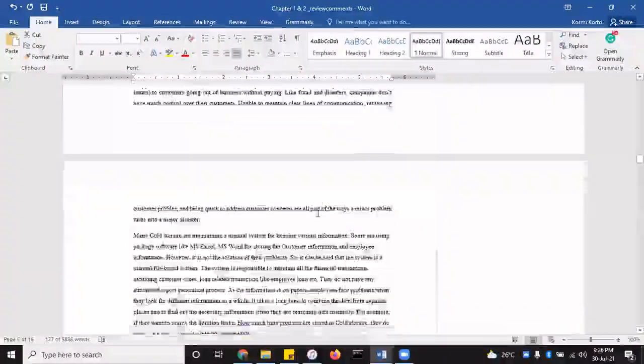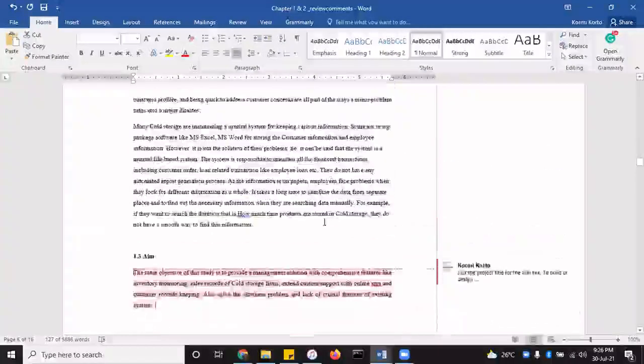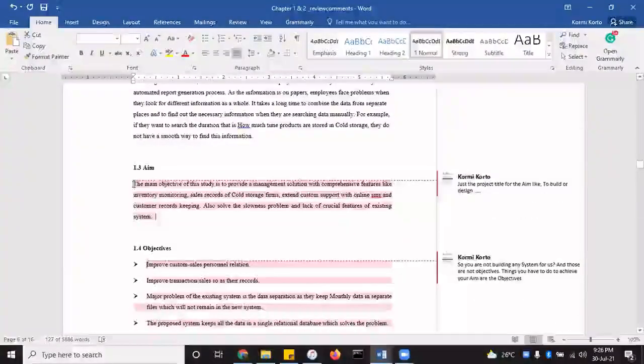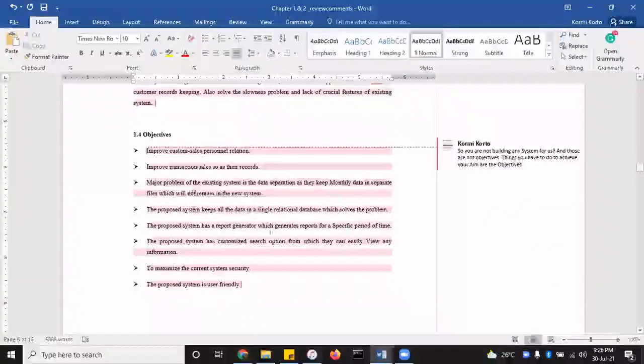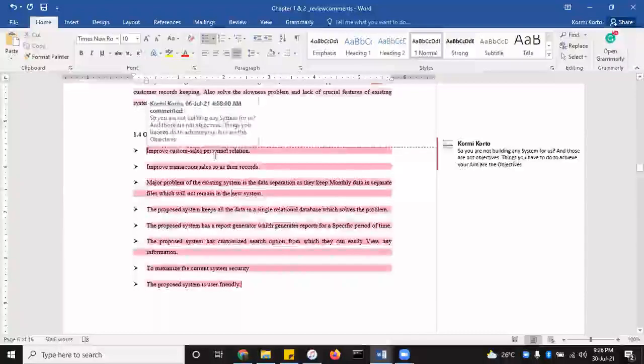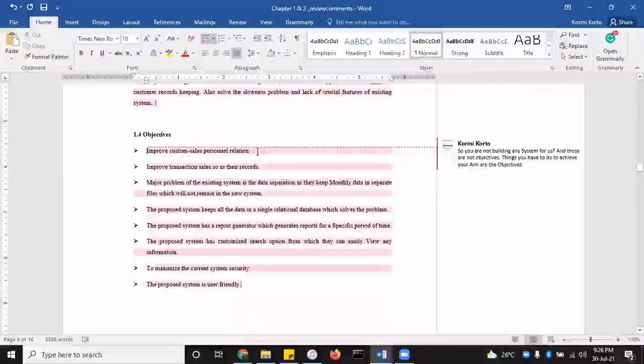Great. So these guys had a whole lot going on over here. Once again, the aim, like I said, is just a title: to design a cold store management system, period. Objectives: how are you going to build that? What are some of the actionable processes you need to take to do that? But look at what they start writing. Improve custom sales personnel relation. How is that an objective?